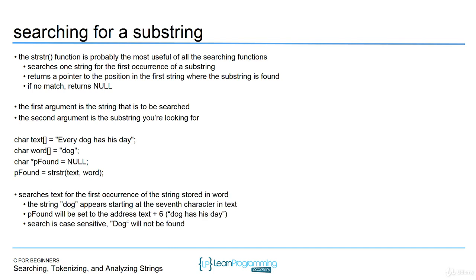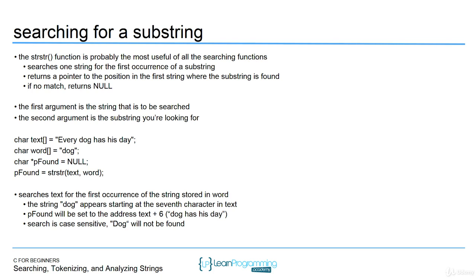Right? So it's going to search the text for the first occurrence of the string stored in word. The string dog appears at the 7th character in text. If you look at text sub 6, it is going to be equal to dog, and that's where it starts. So the pointer is going to point to the address of text plus 6, dog, and it's going to start there and then go to the null terminator. So pfound is going to be "dog has his day."